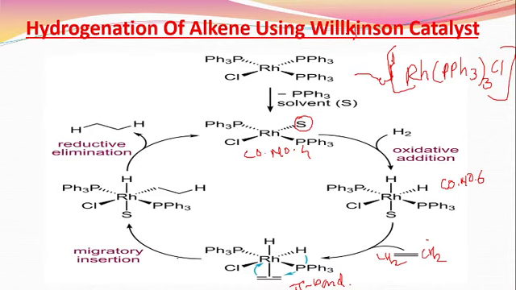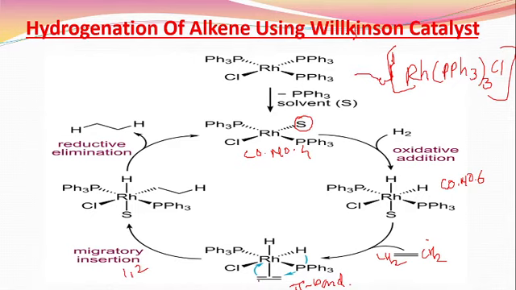Then it shows the migratory insertion. This is a 1,2 migratory insertion. Why? Because we already discussed this: what is migratory insertion and its types. If you see that lecture, then you can understand how this migration happens.